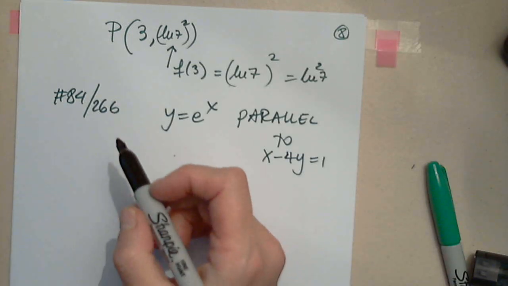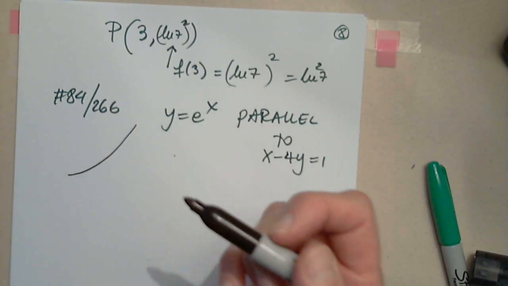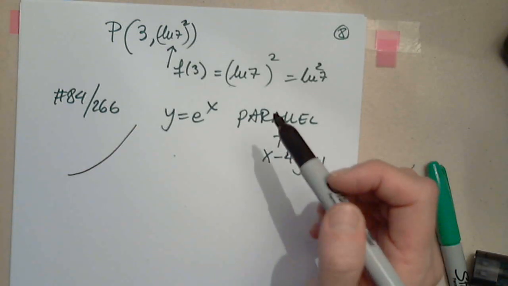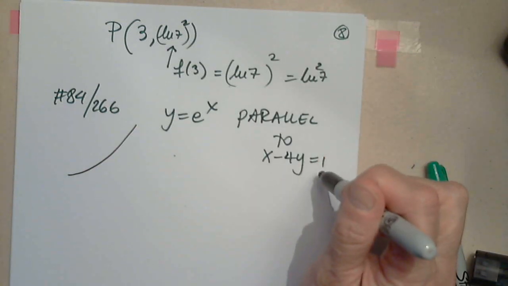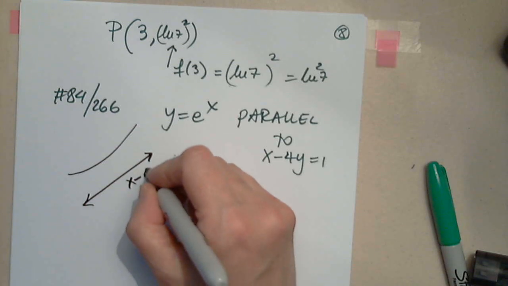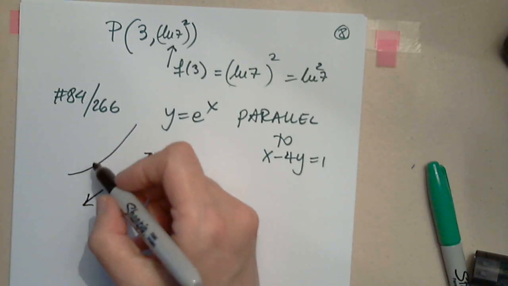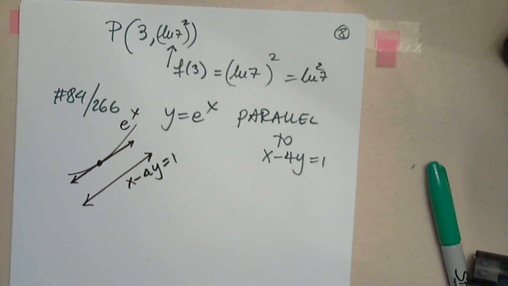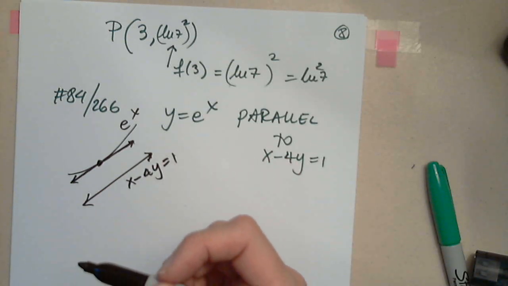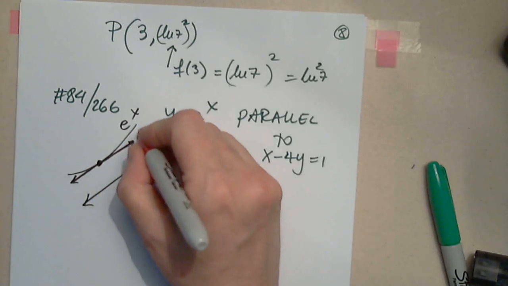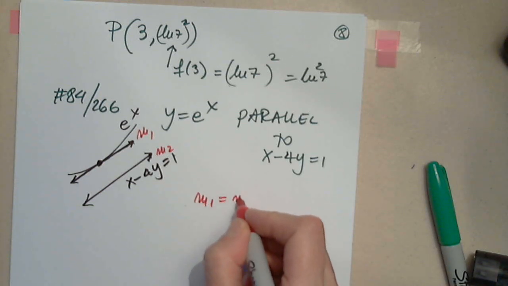So first of all, if this is e to the x, which I'm not really graphing, I just give you the idea. We want to find the equation of the tangent line to the graph of this that is parallel to that line. I'm just creating the scenario. Parallel to it, there must be a tangent to the graph of e to the x. Knowing that these two lines are parallel, they must have the same slope. If I call this m1 and this m2, m1 must equal m2.